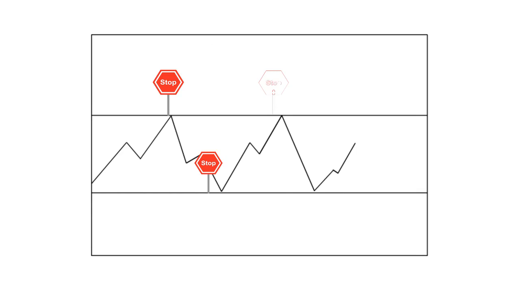The idea behind support and resistance is that there are certain price levels that act as a barrier and make the price stop and reverse. Support is a level that prevents the price from being pushed downwards. Resistance is a level that prevents the price from being pushed upwards.